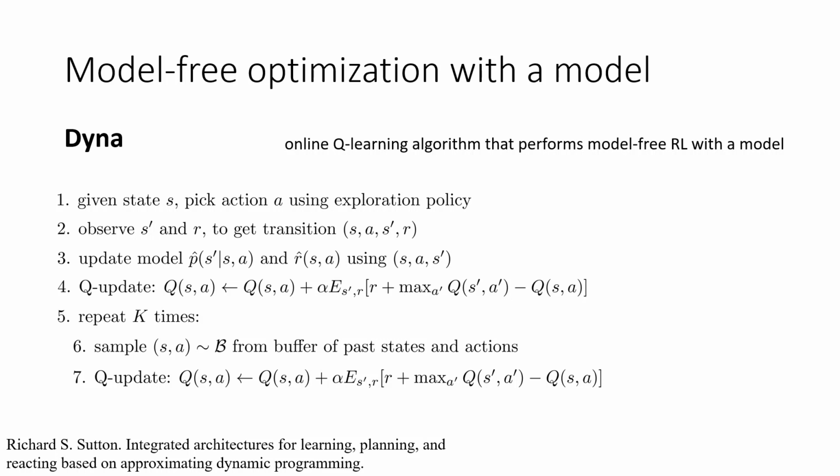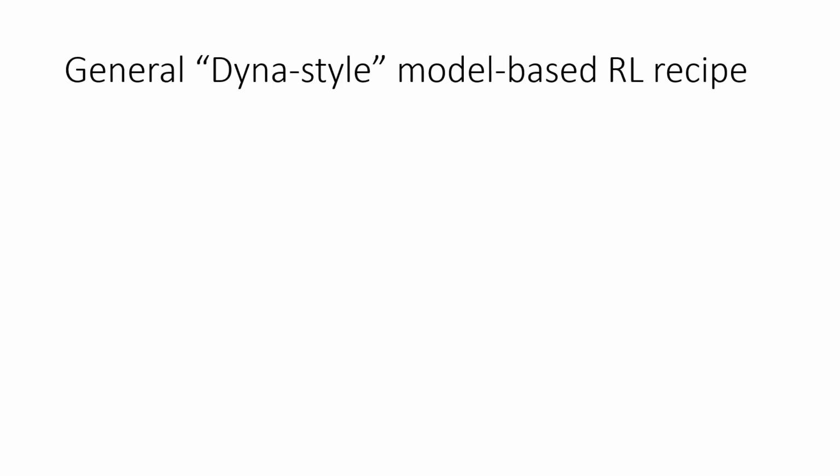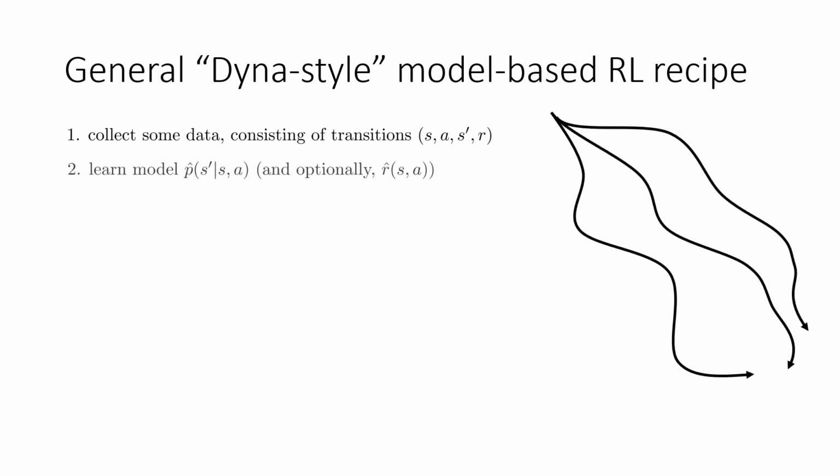However, we can derive a generalized version of Dyna, and that's a lot closer to what people actually use. This is not actually the original Dyna method proposed by Sutton, but we can call it Dyna-style in that it follows a similar philosophy. So here's the generalized version. Collect some data consisting of transitions, and maybe this is just one time step, or maybe you're rolling out many trajectories. That's a choice that you can make. Learn your model, and optionally your reward model.